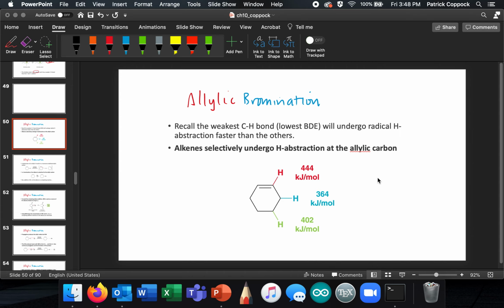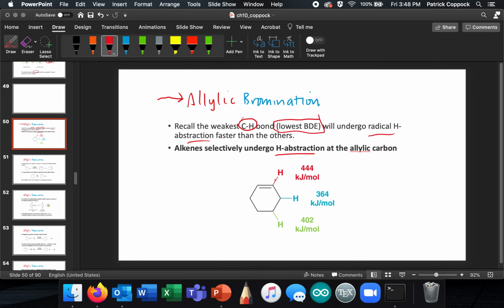Okay, so I'm gonna tell you one thing that you don't know here, but mostly we're gonna rely on things that we already know, and we're gonna apply it to get a really cool reaction called allylic bromination. Now recall that it's the weakest CH bond that's going to be substituted with the halogen, right? Because it's going to get hydrogen abstraction faster than the others, and the weakest, that is in terms of the lowest bond dissociation energy, that's going to be the one, right? So alkenes selectively undergo hydrogen abstraction at the allylic carbon.